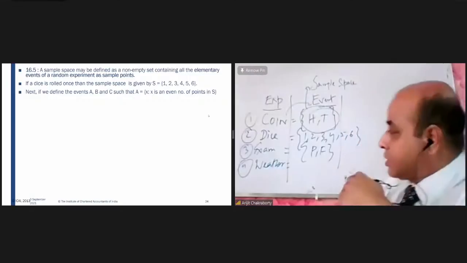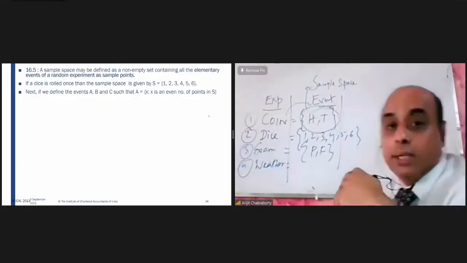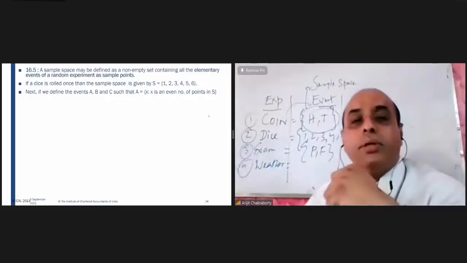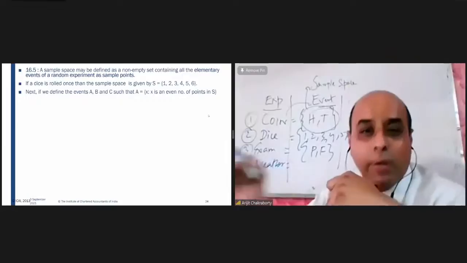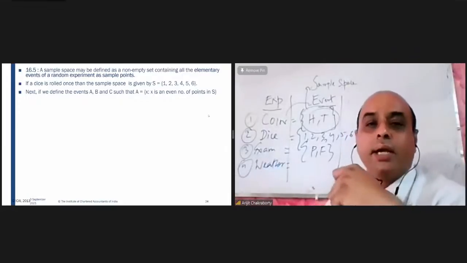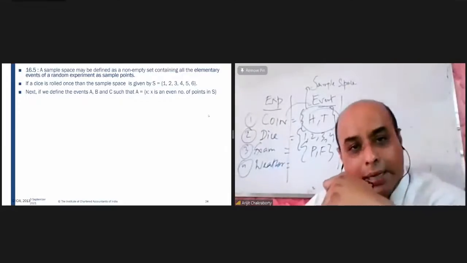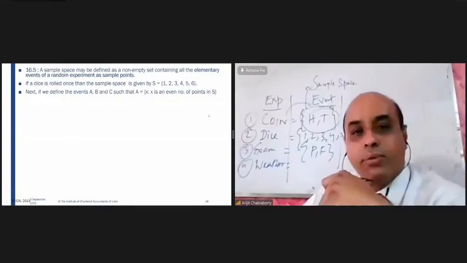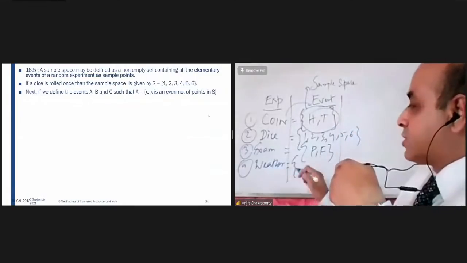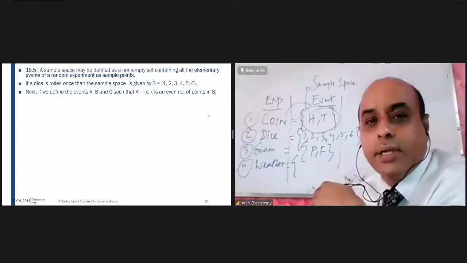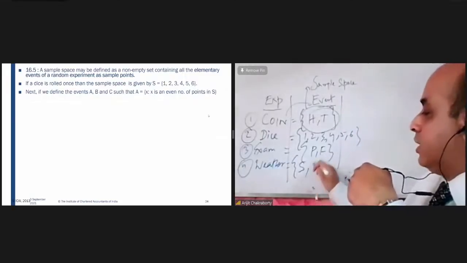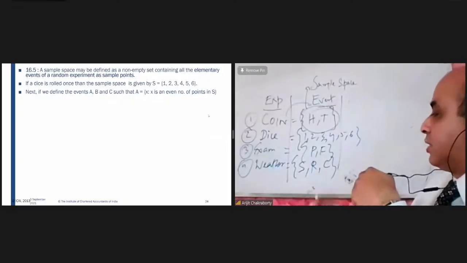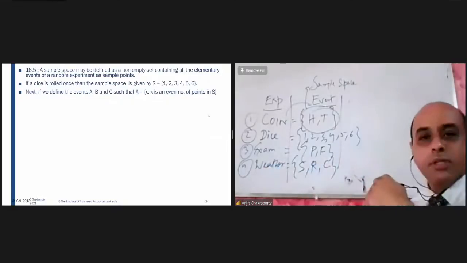Weather will have, of course, I'm talking about normal conditions. If you think of hill stations, there can be snow as well. But if I take normal plain land, it can be sunny, rainy, or cloudy. Is weather an experiment? Yes. What are the possible outcomes? I will write S for sunny, R for rainy, C for cloudy, SRC. So it is a sample space.